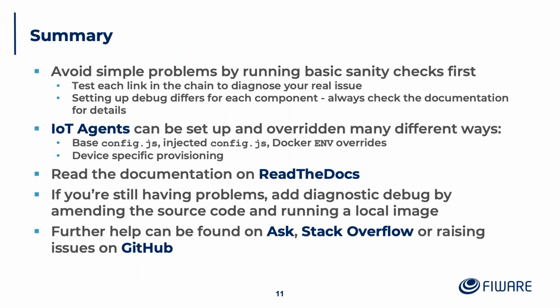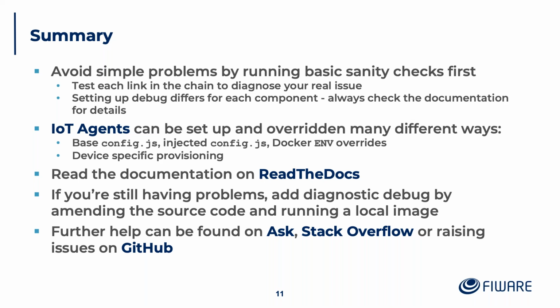In summary, try to avoid all simple problems by at least running basic sanity checks first. And you can check each link in the chain by looking at the debug to see that information is coming in, and then look at the error messages if you're having problems. Setting up debug, which is done within the tutorial examples, is always at a far too high level for production. But you should try and set up debug for each component of the chain and check the documentation for details.